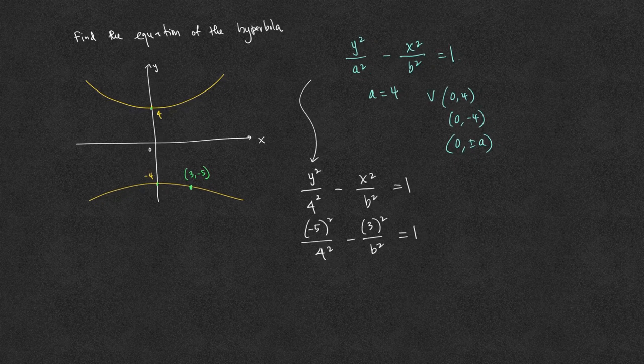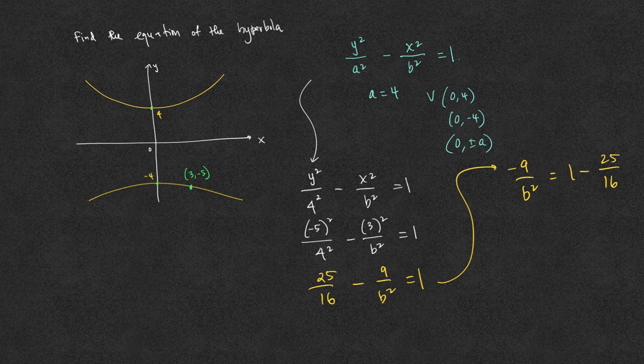This equation now only has one unknown, b. This is 25 over 16 minus 9 over b squared equals 1. We should be able to find b. First, minus 9 over b squared equals 1 minus 25 over 16. And so negative 9 over b squared equals, the common denominator is 16, 16 minus 25. Negative 9 over b squared equals negative 9 over 16.